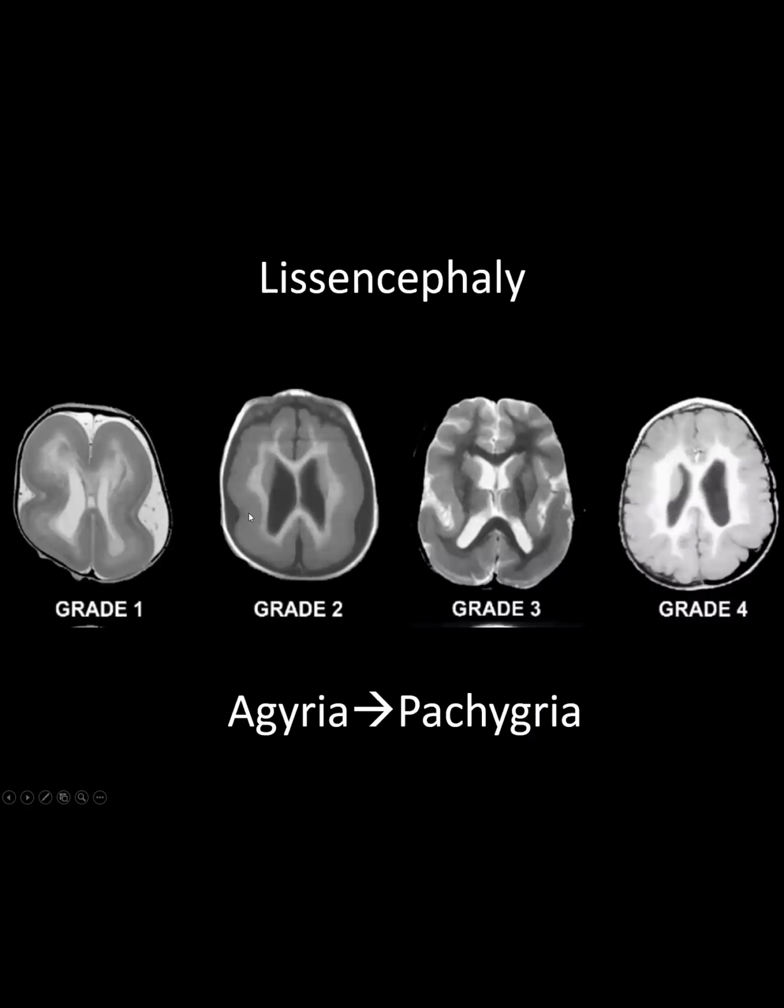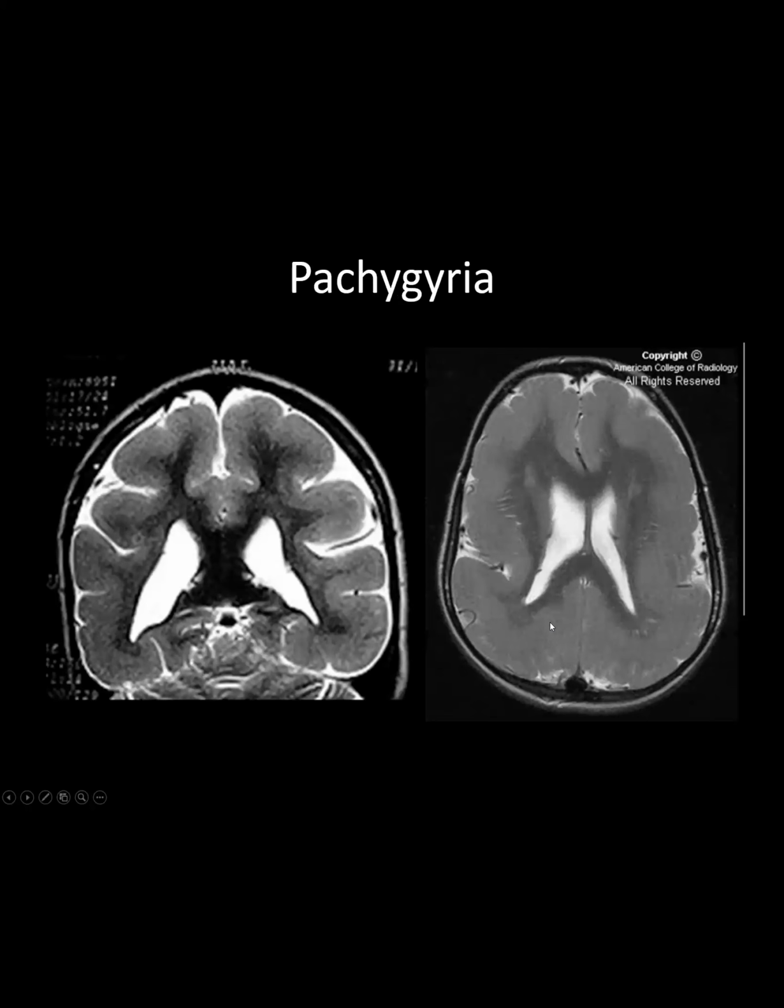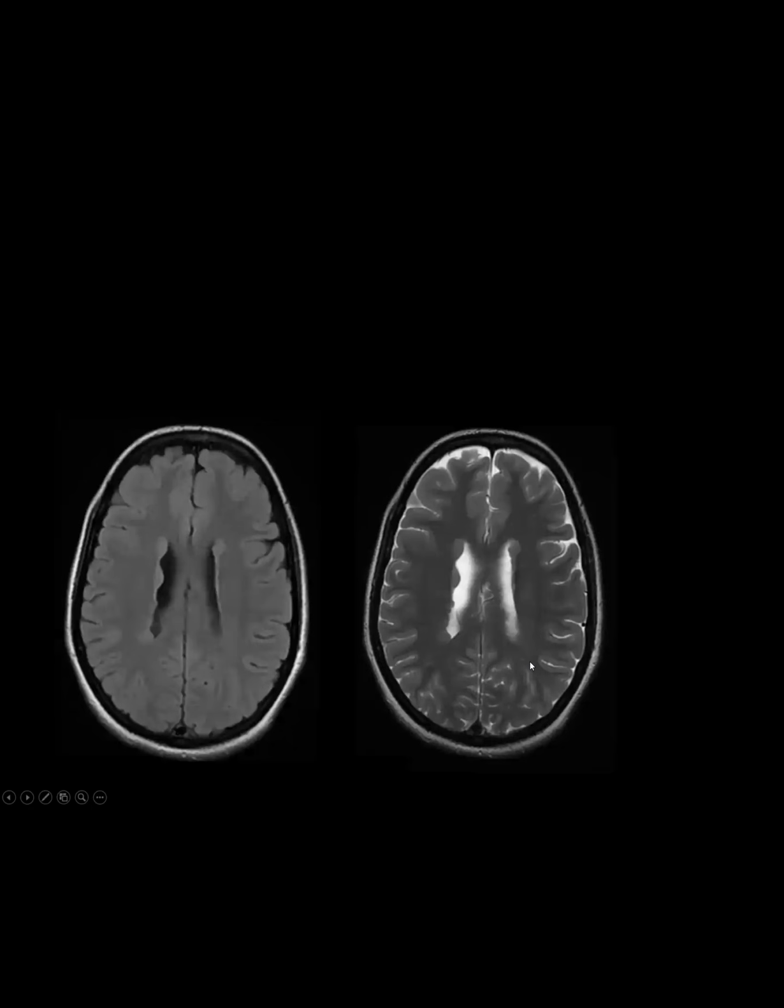So just showing you the spectrum over here. This is Lissencephaly, and then as you go further out, it becomes more like Agenesis or Pachygyria, with these thick gyri that don't have a lot of sulci. This is another example of Pachygyria, where you have these really thick gyri without a lot of sulcation. And this is something that has definitely showed up on your right exam a couple of times.